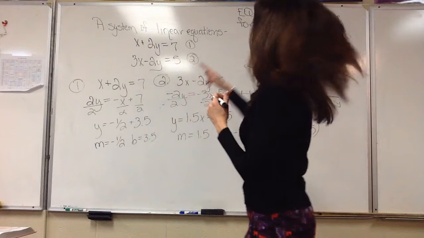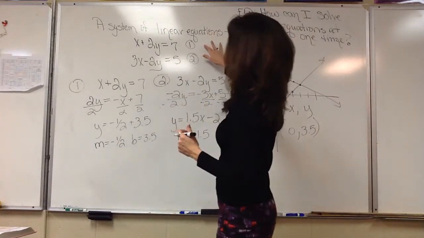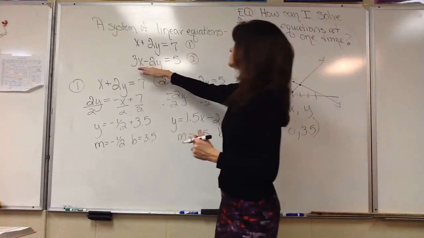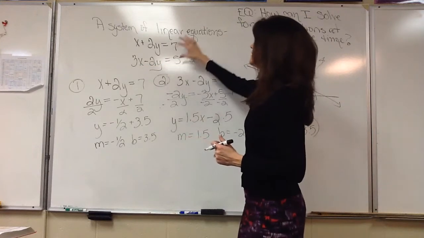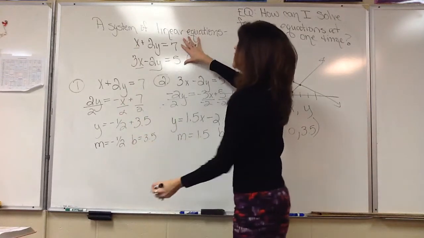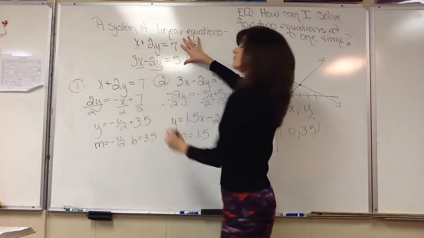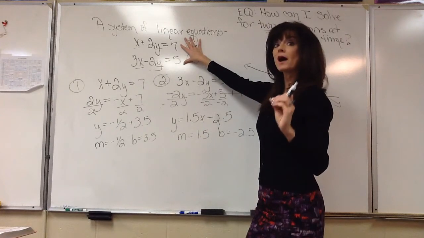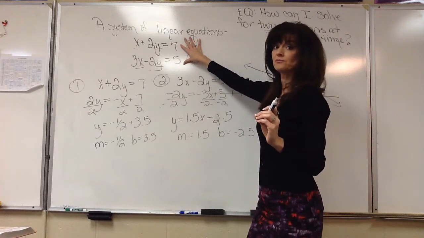Okay, so let's look at our two equations. We have equation 1, which is x plus 2y equals 7, and equation 2, which is 3x minus 2y equals 5. Now what I want to do is identify the x value and the y value that will satisfy both equations. These two values will be the same value, okay?